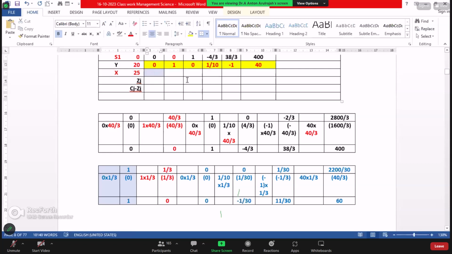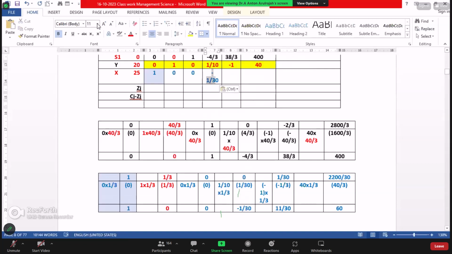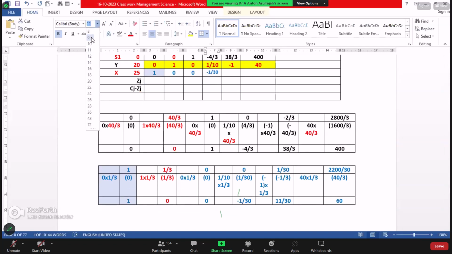So I put here 1 with the, this is 0. This is, here this minus. Be careful, the minus has to be considered, otherwise you may have trouble in the calculation process. Right? Then it's 11 by 30. And the last one is 6.